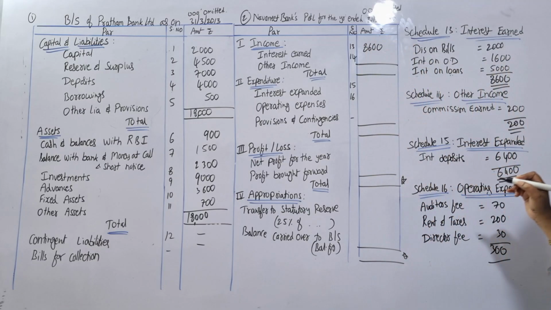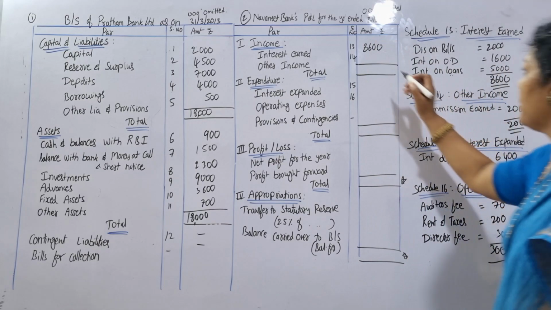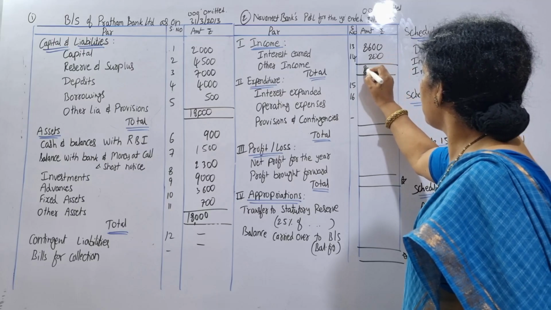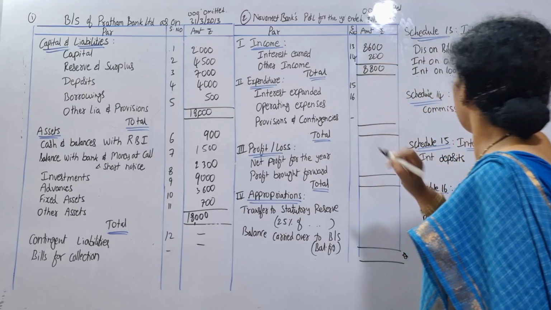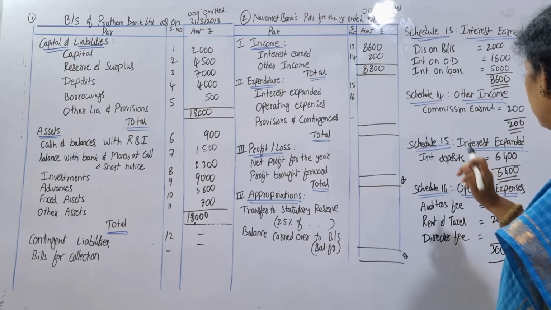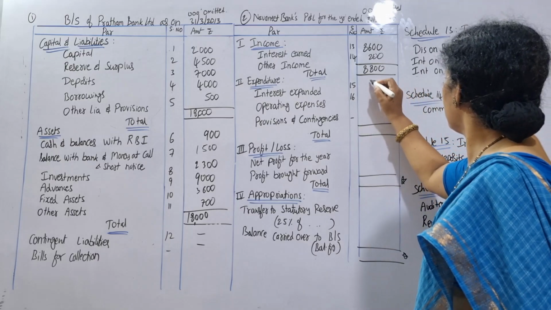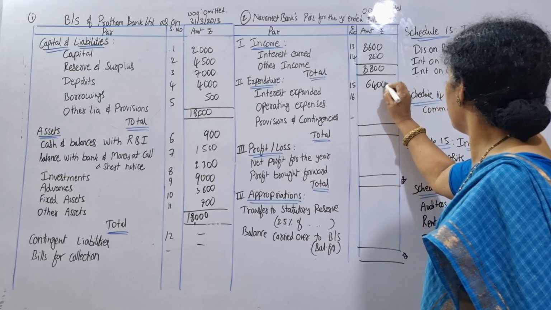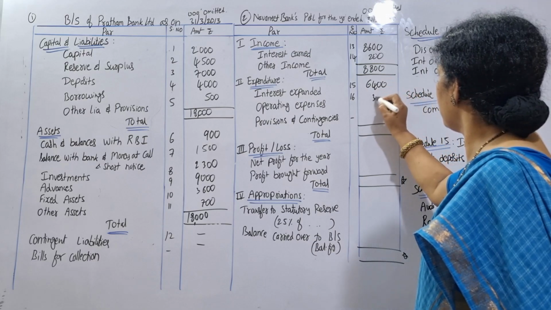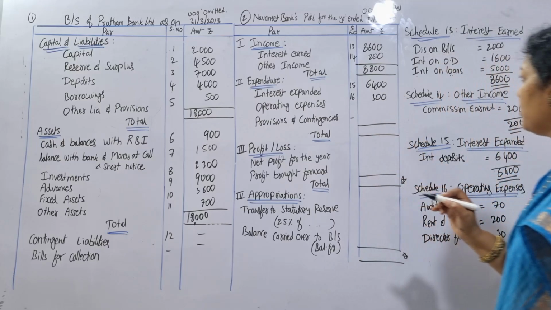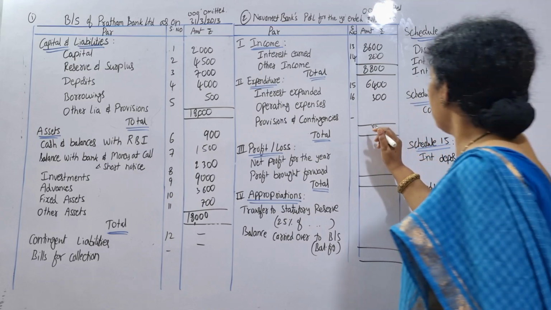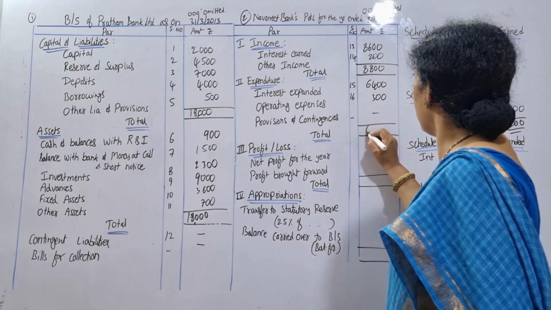And other income is here, 200, schedule 14. It comes to 8,800. Next, schedule number 15 is 6,400. Schedule number 16 is 300. Provisions etc. is not given, no? Okay. So it is 6,700.